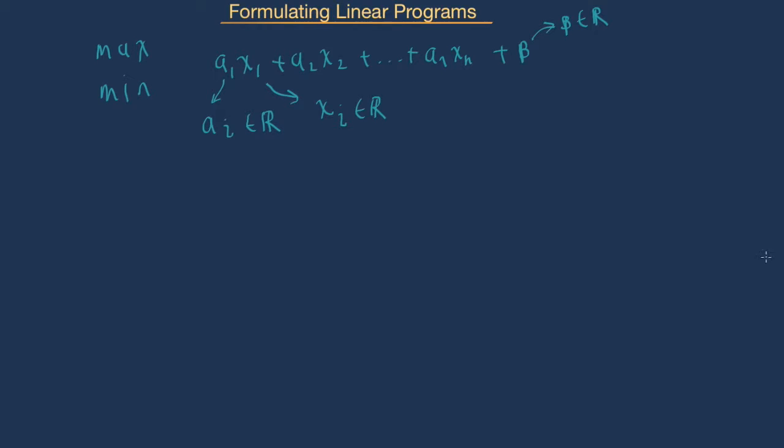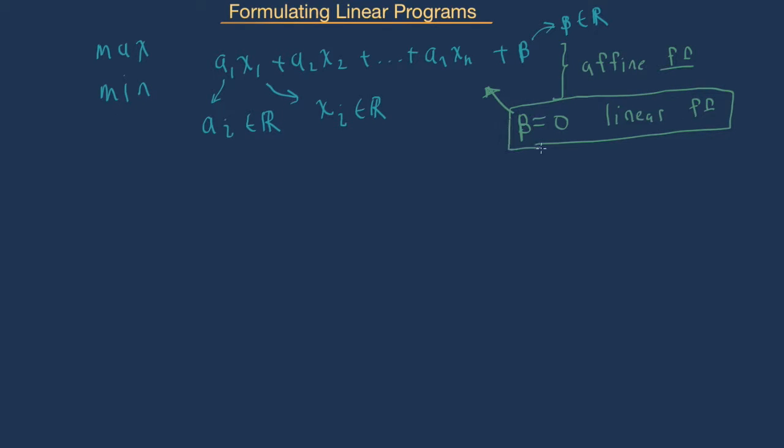A function of this form is known as an affine function. Just so we have some terminology, this is known as an affine function, and in a linear program, you always maximize or minimize these affine functions. Now, as another piece of terminology, if beta is equal to 0 in this function, then it's known as a linear function. This terminology will be useful when we go to define the constraints.